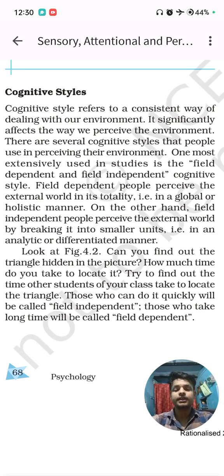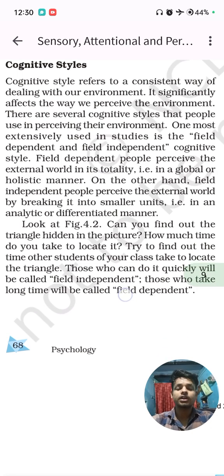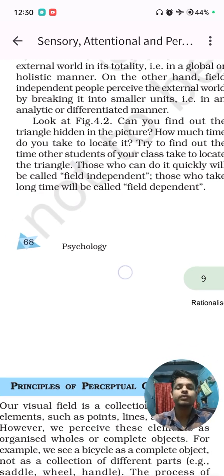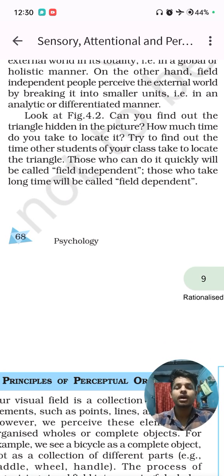Field dependent people perceive the external world in its totality, i.e., in a global or holistic manner. On the other hand, field independent people perceive the external world by breaking it into smaller units, i.e., in an analytical manner. Look at figure 4.2 and see if you can find the hidden triangle in the pictures.